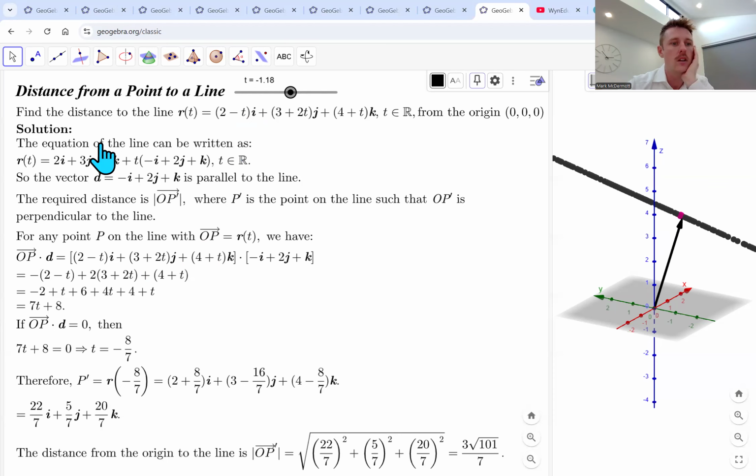Okay, and the solution. So the equation of the line can be written like this, putting it in the form we're more familiar with, where we've got this point, 2i plus 3j plus 4k, and a direction component. So it's t groups of -i plus 2j plus k. Let's just dwell on this for a second because it really is important to understand this. 2i plus 3j plus 4k. If t is 0, this part goes to 0. So when t is 0, let's put it to 0.